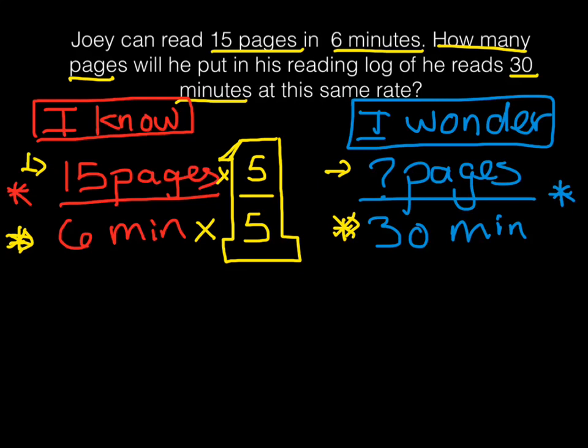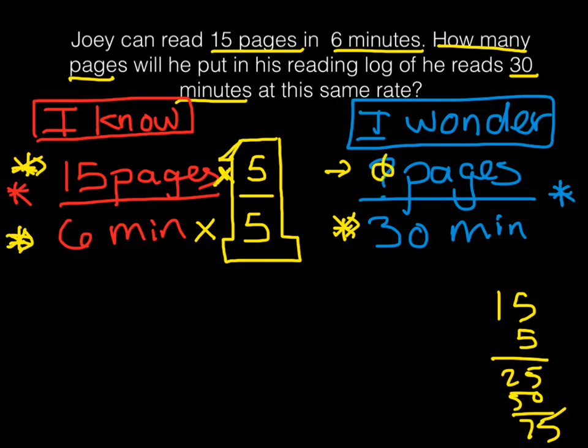You can ask yourself, great, 15 times 5 is what? And then you can do some side work, right? Side work is an important part of this. So you can come over here and maybe you solve this in your head, or maybe you need a pencil and paper. It depends on how big the numbers are, right? But we'll say 5 times 5 is 25, and 5 times 10 is 50. Oh, that makes 75. So it turns out that we can read 75 pages in 30 minutes.